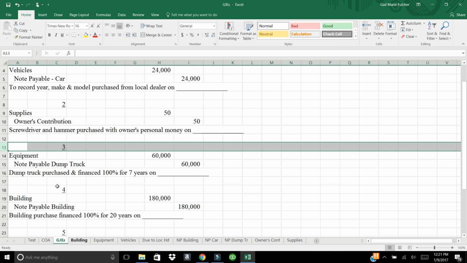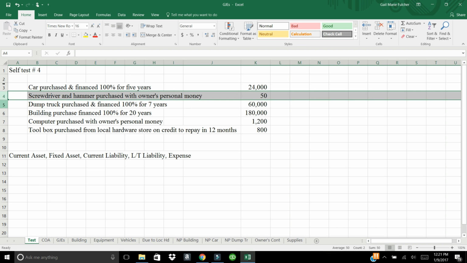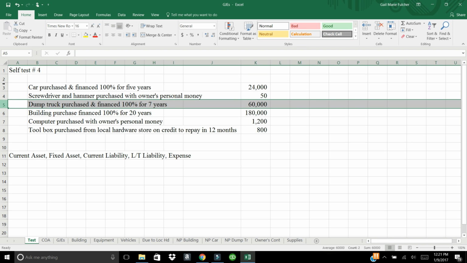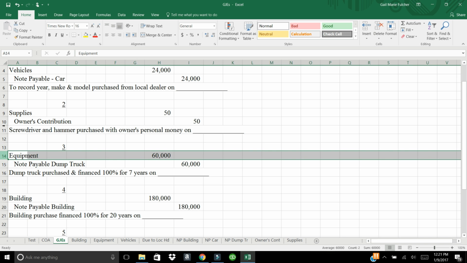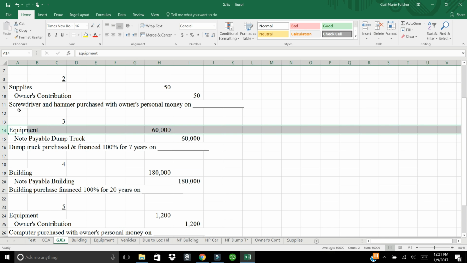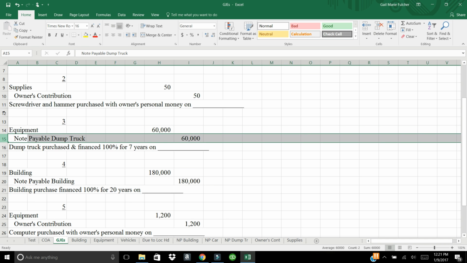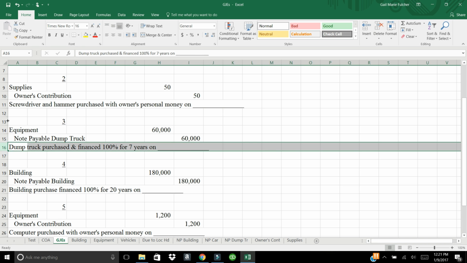Let's take a look at number 3. That is the dump truck purchased and financed 100% for 7 years. So that's long-term, definitely over a year. Our general journal entry would be equipment, $60,000 in the debit column because that's in the asset section. And then note payable dump truck, credit $60,000 because that's in the liability section of our balance sheet. There's the description, dump truck purchased and financed 100% for 7 years on whatever date you picked.